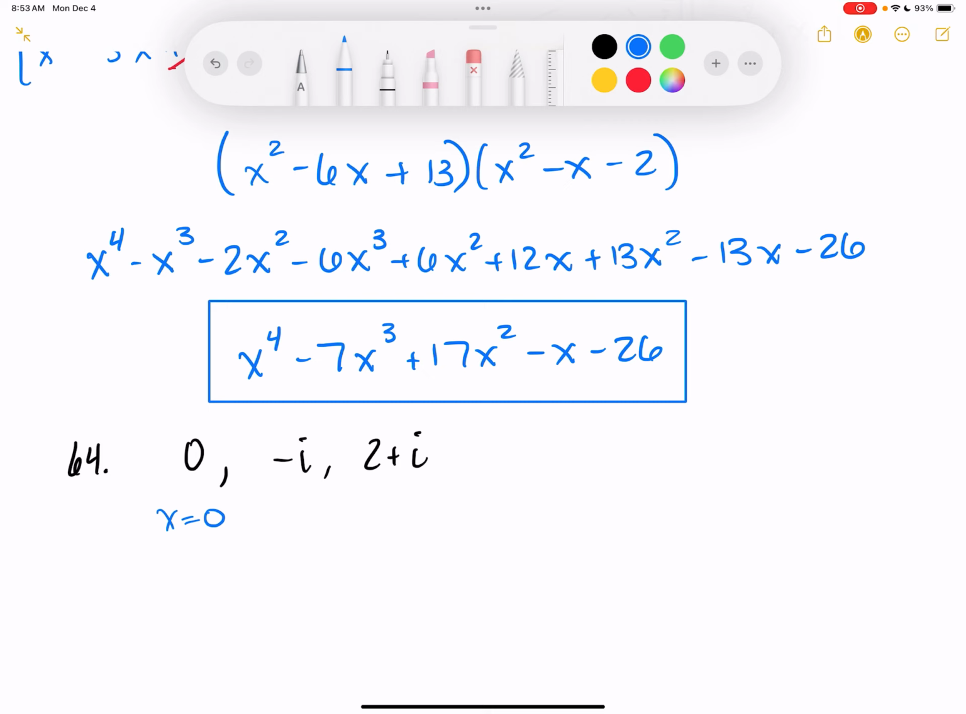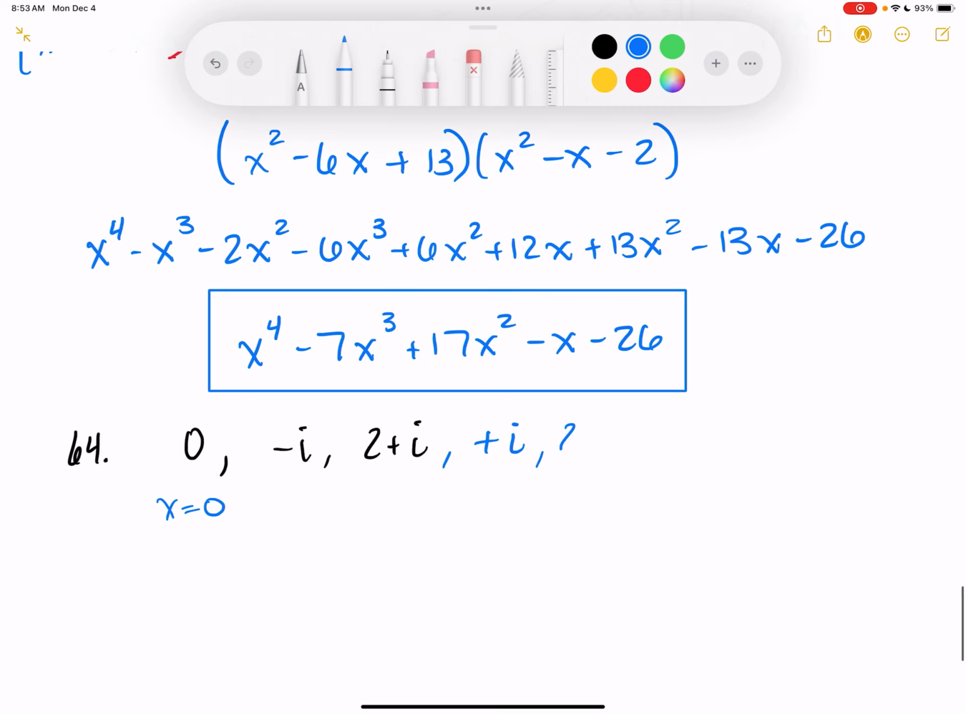I've got a minus i, which means that I also have to have plus i. I've got a 2 plus i, which means I also have to have a 2 minus i. So when I go to set this up, I basically have x equals negative i, x equals 2 plus i, x equals i, and x equals 2 minus i.